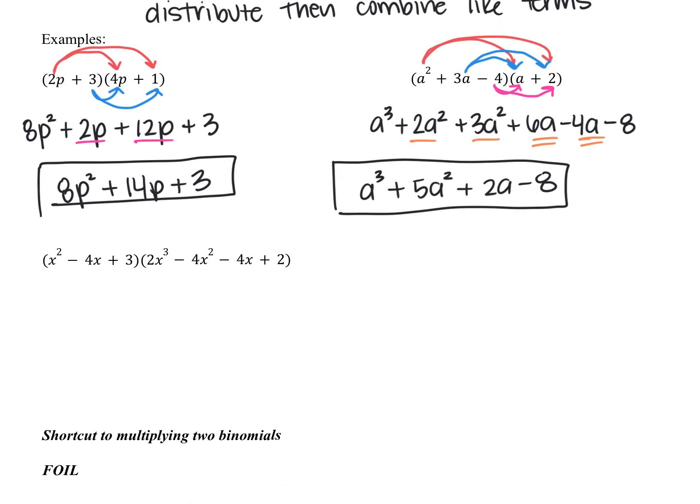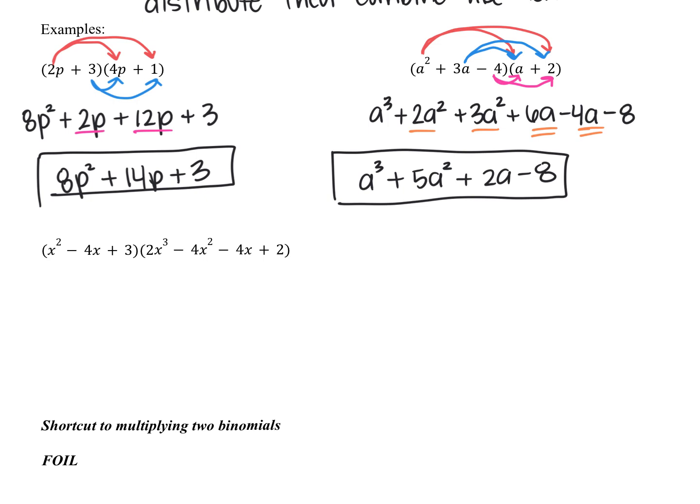So last example for this is x squared minus 4x plus 3 times 2x cubed minus 4x squared minus 4x plus 2. Now, I'm not going to give you a lot of examples like this last one where you have 3 terms times 4 terms. The first two examples we did are more in line with something I might ask you to do, where you have 2 terms and 2 terms or 3 terms and 2 terms. But we're going to do one example just so you can see how it changes.